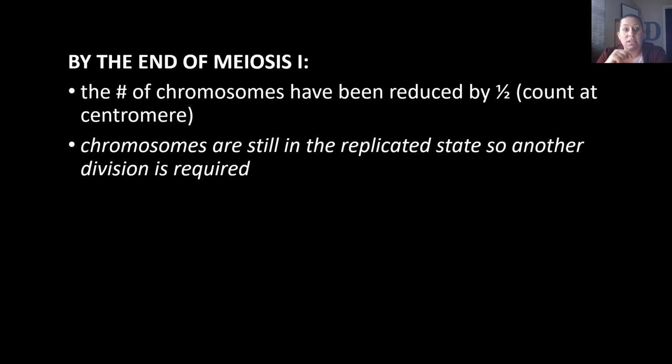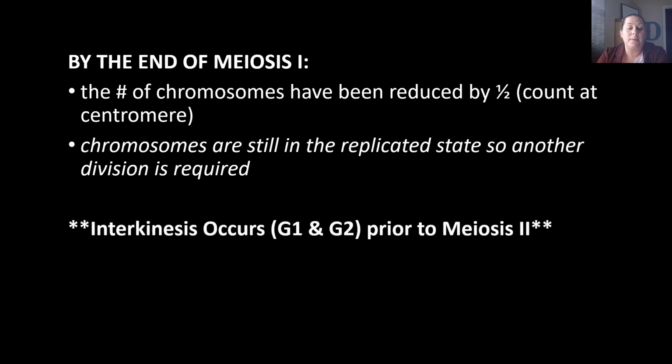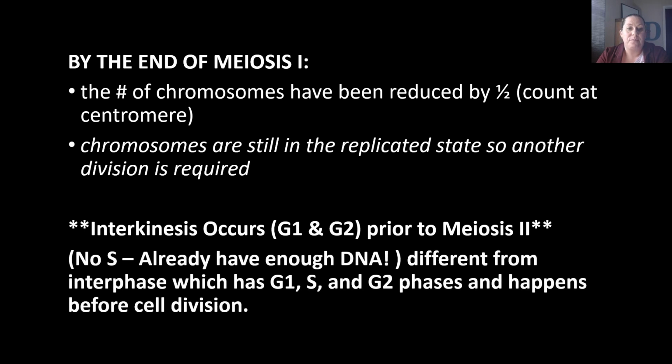And this is where you count those centromeres, the center parts. Chromosomes, though, are still going to be in their replicated state because another cell division is going to occur. And this is what we call interkinesis. We are not going to replicate DNA in this stage. So there's going to be a G1 and a G2, but no S, because S is the synthesis of DNA. We're not doing that. So we call this interkinesis. This then allows us to go into Meiosis II. Okay, so no S. We already have enough DNA, so different from interphase.